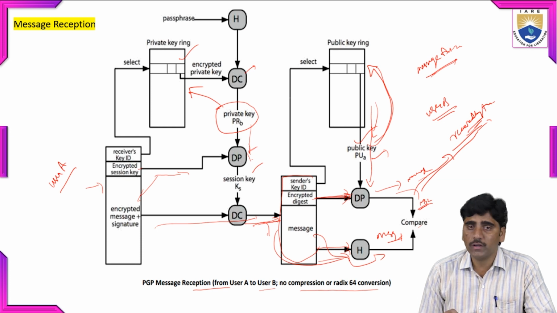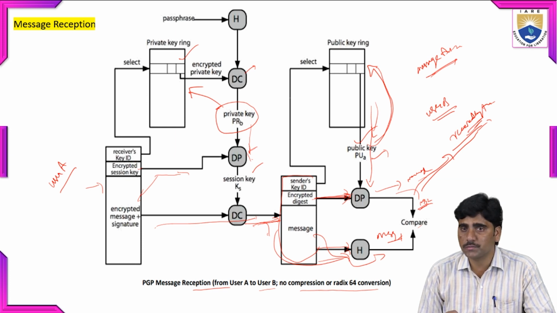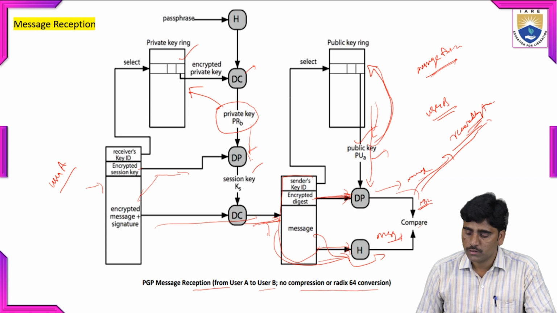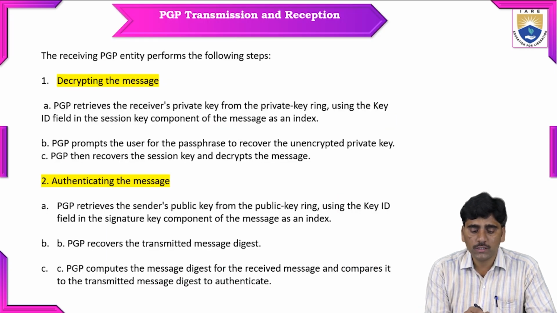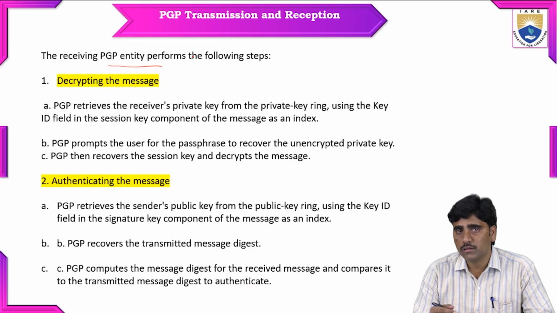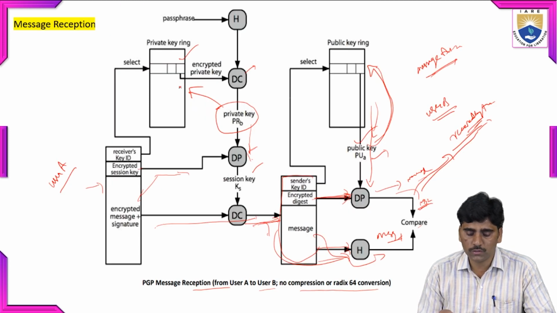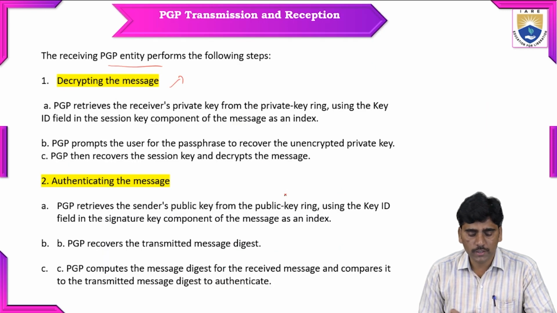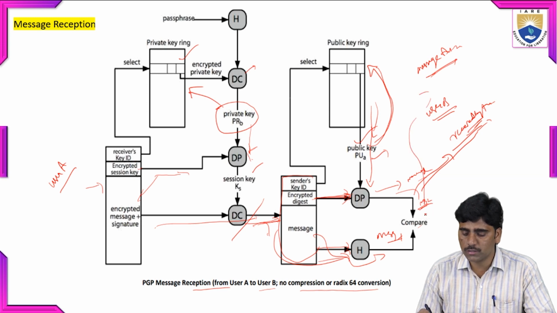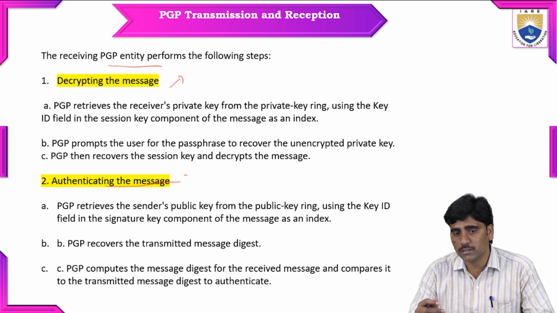So that is the way of understanding this message reception on the receiver side. So here the receiving PGP entity performs the following actions. One is what? Decrypting the message. This is all the decrypting procedure. The next, authenticating the message. Comparison is nothing but authenticating the message.